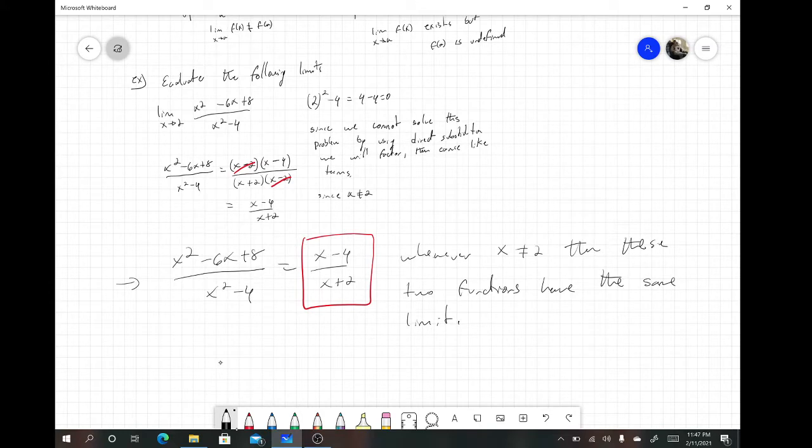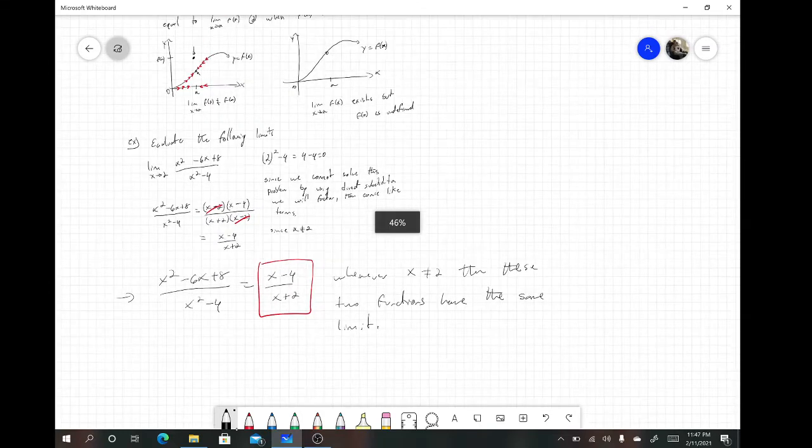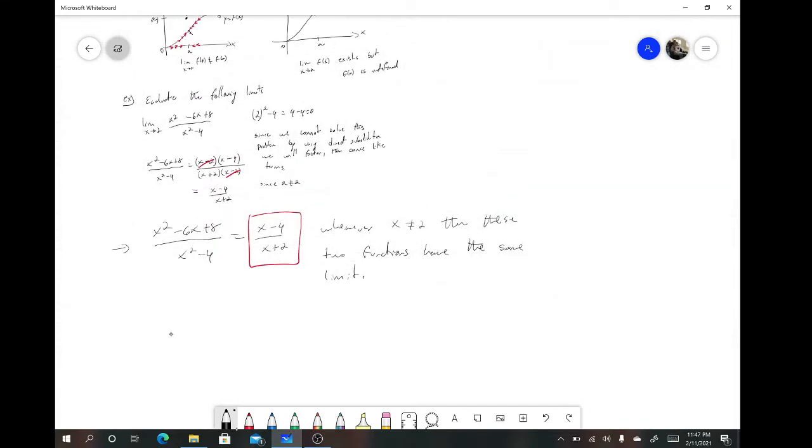So we have the limit as x goes to 2 of x minus 4 over x plus 2. But now we have a linear function in the top and a linear in the bottom, so I could simply substitute in the 2. So we have negative 2 divided by 4, which is negative 1/2. So we have that the limit, as x approaches 2, of the whole expression is simply equal to negative 1/2.